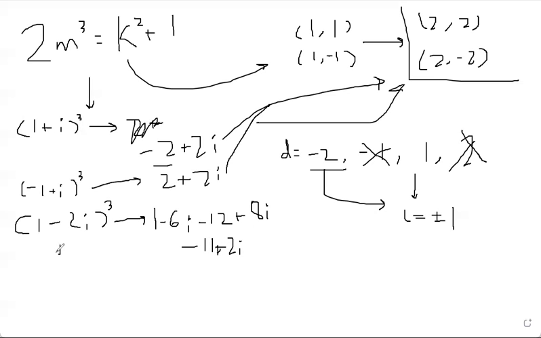And the other one is negative 1 minus 2i cubed. And this is not too hard to find either. This is just going to be 11 plus 2i. So there we go. Now we have 11 finally appearing, right? The solution is starting to reveal itself.